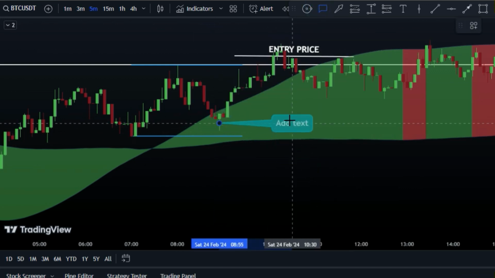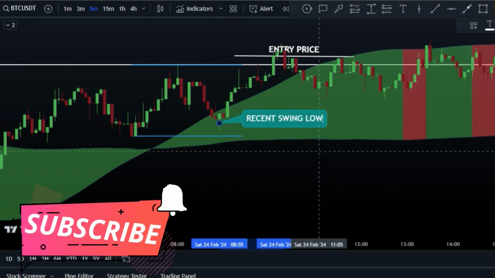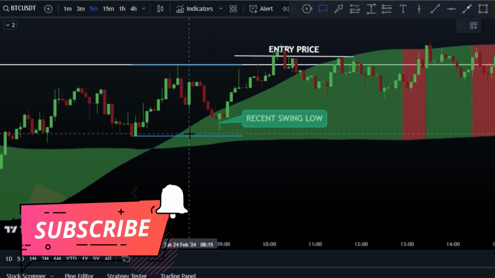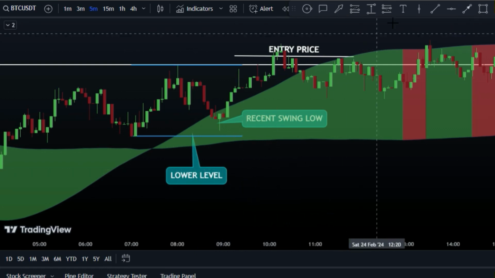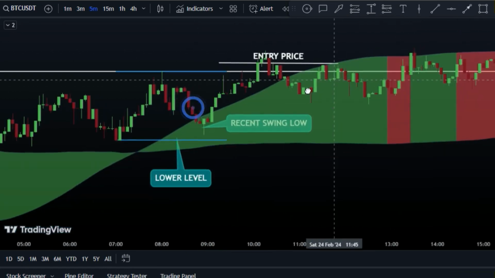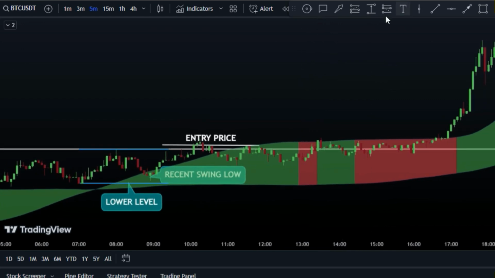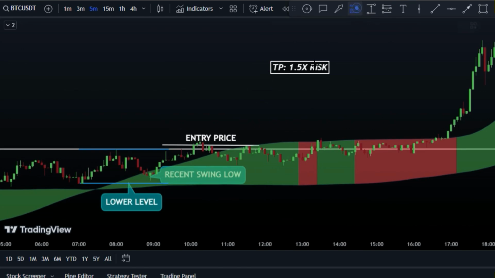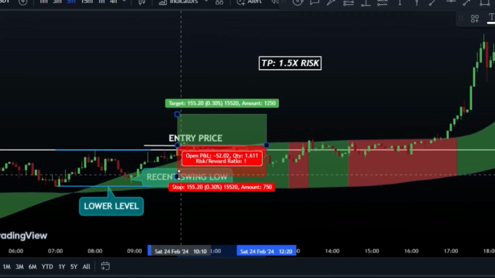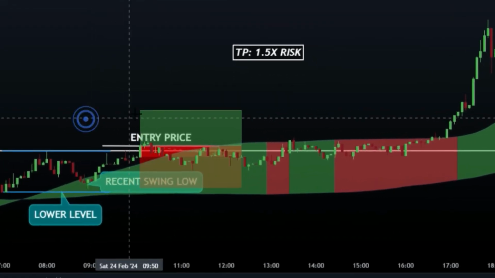Next, it's important to protect your trading by setting a stop loss. You can use either the most recent swing low or the lower level of the pre-market as your reference point. This precaution will help limit potential losses if the market doesn't move in the direction you anticipated. And when it's time to exit the trade and secure your profits, we suggest aiming for a risk-reward ratio of 1 to 1.5.